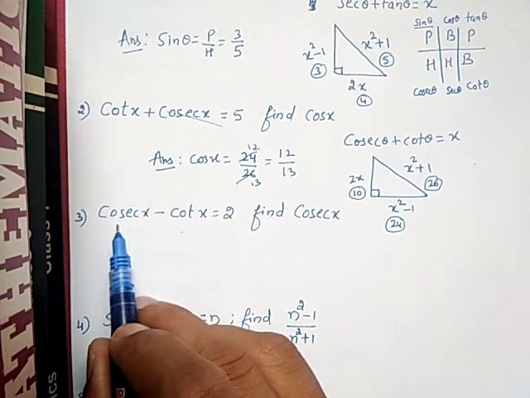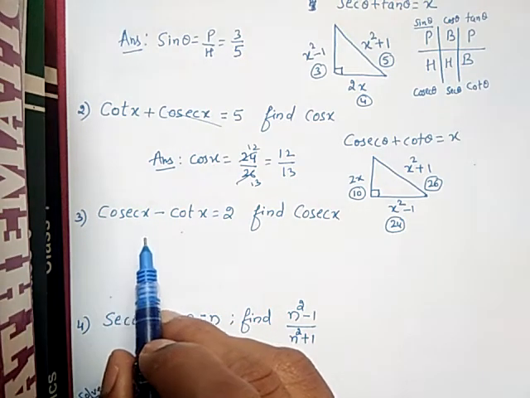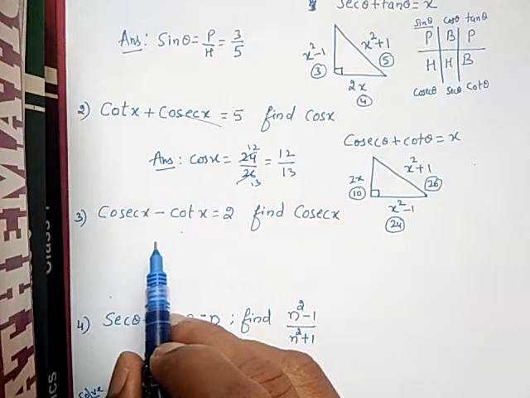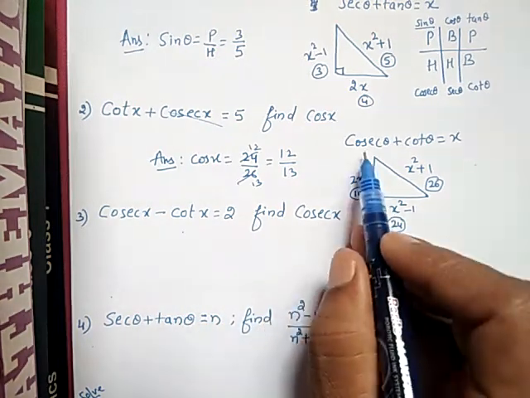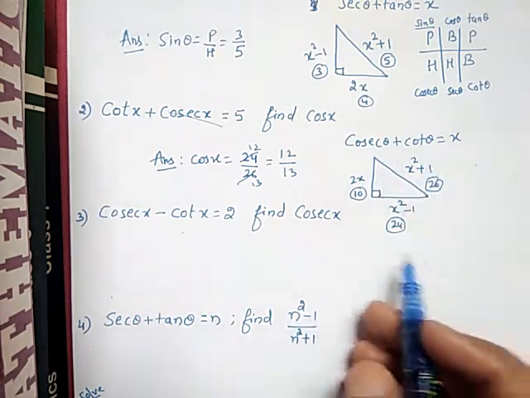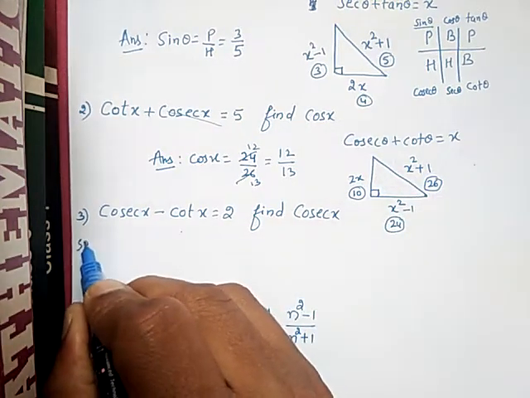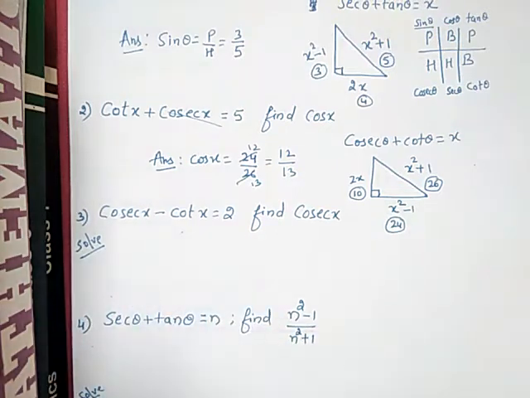In the same way you can find out for this also. What is that? Cosec x minus cot x is equal to 2. So it is in the form of like this only. So you can solve this one, the same thing you can solve, so that you will get the answer 5 by 4.